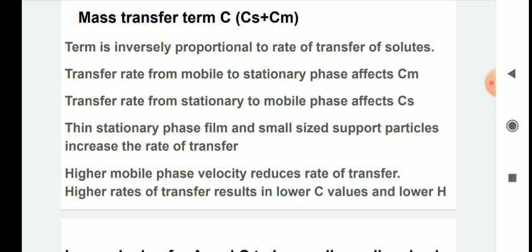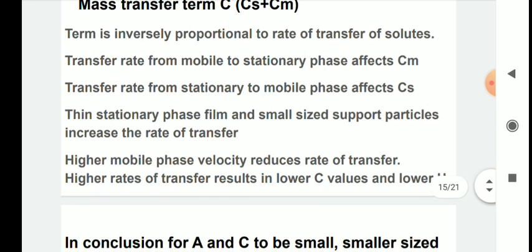There has to be an equilibrium between the mobile and the stationary phase of the solute molecules. If you are using a very high mobile phase velocity, then there is no time for the solute molecules to get transferred from mobile to stationary and stationary to mobile. So this will result in a higher C value. The transfer must occur, and it must occur very fast. But if you don't allow the transfer to take place by passing the mobile phase at high velocity, then the C value will become higher. Higher rates of transfer result in lower C values and lower H values, and higher plate number and higher efficiency.